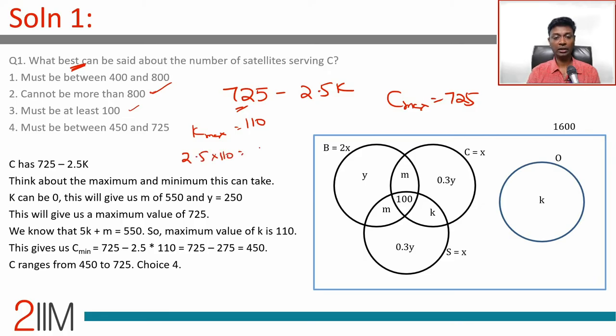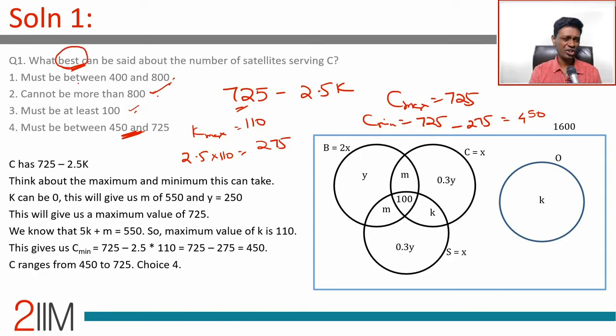2.5 into 110 is 275. So C minimum is 725 minus 275, which is 450. The minimum value C can take is 450, maximum is 725. This is very appropriate. Remember, these are all true, but these are not the best that can be said about C. So don't just look at a choice, evaluate whether it is true or not, and mark the answer. This is the best description of the number of satellites serving C.